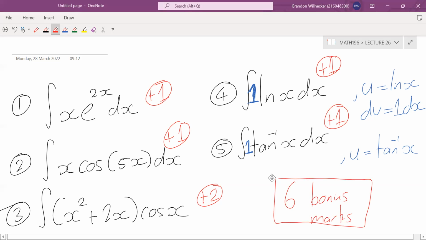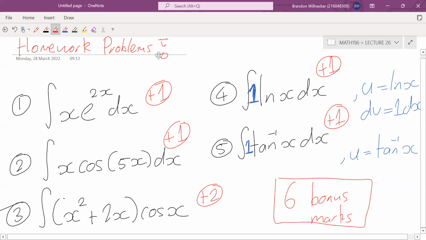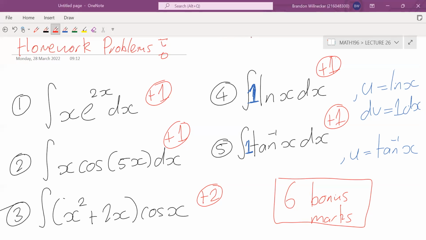So you don't need to do all of them. You can pick one of them to do. But same rules as before. You pick a couple to do, you post them to the WhatsApp group, and if they're correct, then you get your bonus marks. You can get up to 6 bonus marks for this homework. So let's just put here, this is our homework problems. So that's going to be the homework for today.